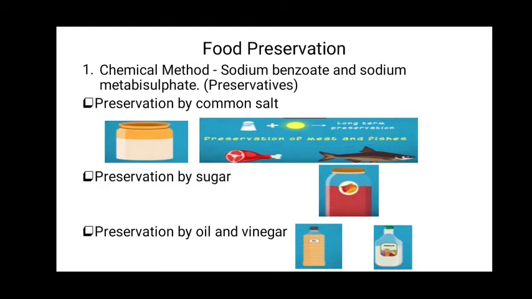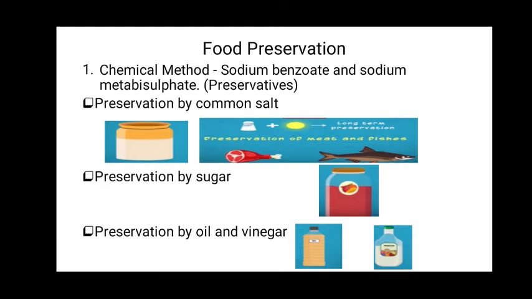Not only meat or fish, but also amla, the gooseberry, raw mangoes, tamarind, etc. can be preserved with the help of salt. Secondly, another chemical method is adding sugar. For example, jams, jellies, and squashes are preserved by sugar. Sugar will reduce the moisture content. So when the moisture content is reduced, it will not allow the growth of any bacteria. So the food will not be spoiled.